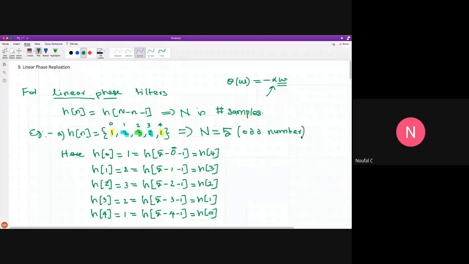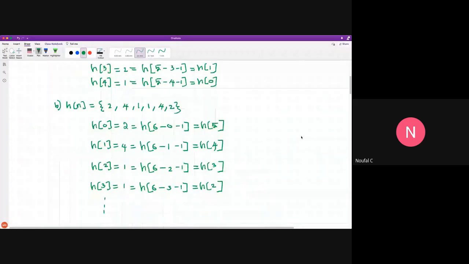Now let's take another example. I'm taking another h of n: 2, 4, 1, 1, 4, 2. Here you know that capital N is the number of samples. The number of samples N in this case is 6. It is an even number.